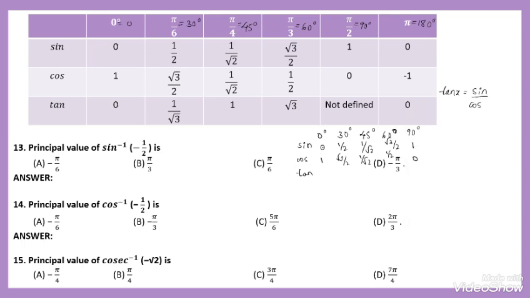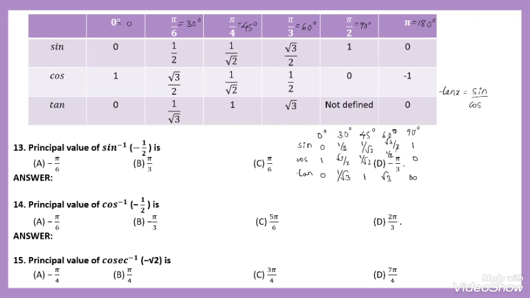Here, 0 by 1: 0 divided by anything is 0. Then 1 by 2 divided by root 3 by 2, the 2 gets cancelled, and we get 1 by root 3. Then 1 by root 2 divided by 1 by root 2 gives 1. Root 3 by 2 divided by 1 by 2 gives root 3. And 1 by 0 is not defined. Like this, you have to construct the table.